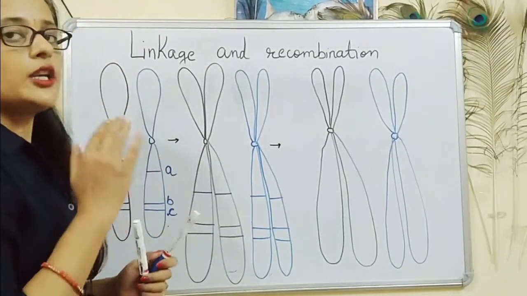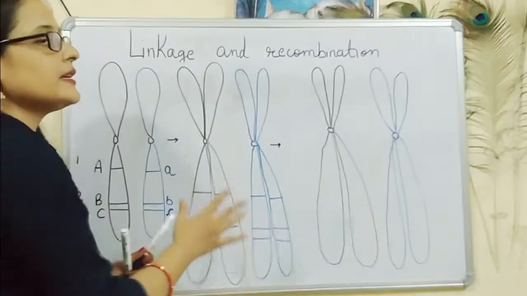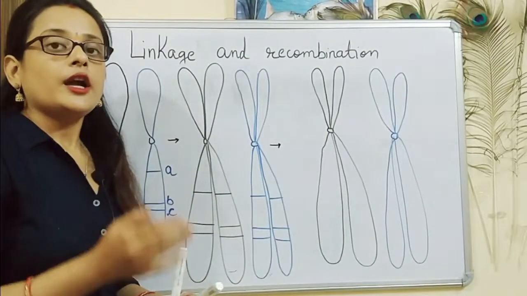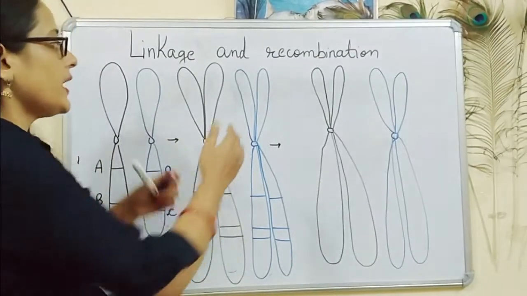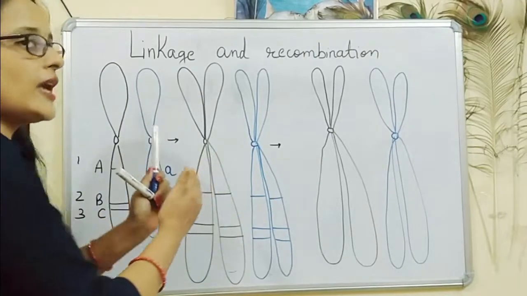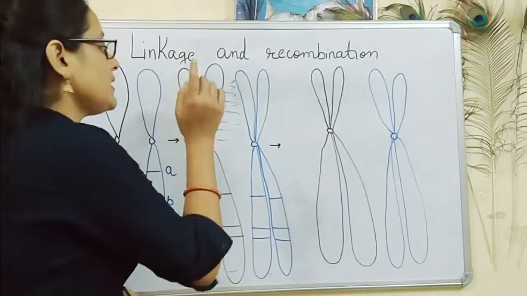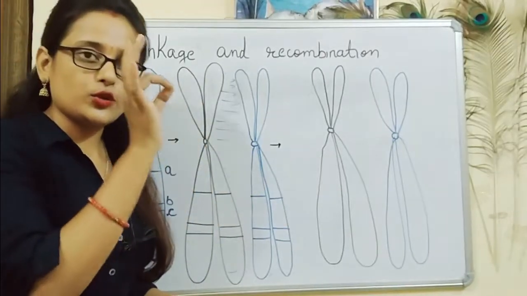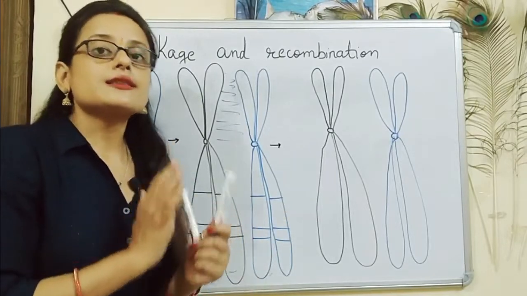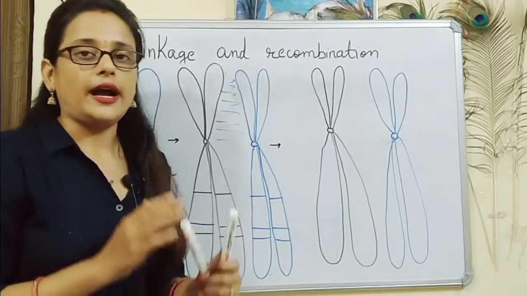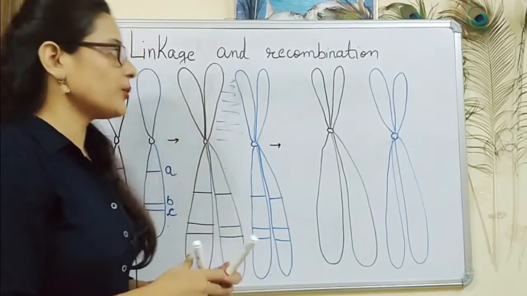During leptotene of prophase 1, the chromosomes coil and assume this shape. During zygotene, a protein complex is formed between homologous chromosomes, which helps in pairing or bringing these chromosomes close. This process of synapsis takes place during zygotene due to the formation of a protein complex called the synaptonemal complex. I will discuss this in detail in the molecular mechanism of crossing over in my future video.